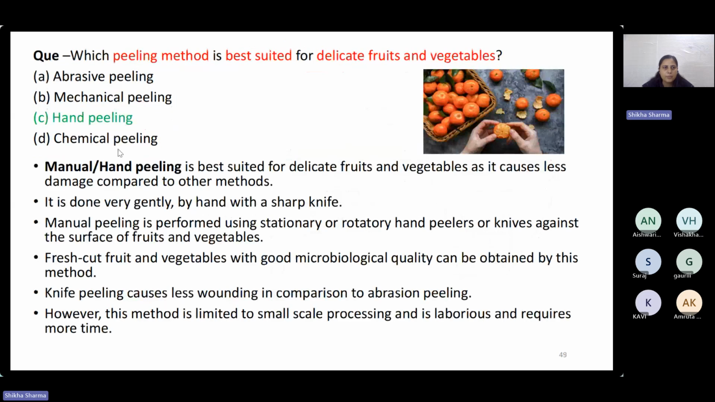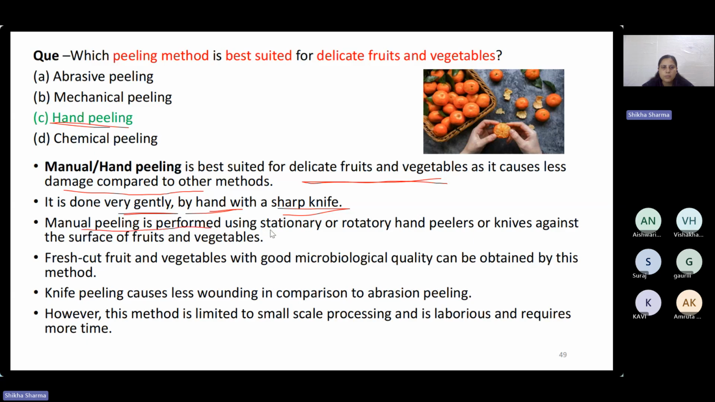Let's see. Hand peeling is the correct answer. Manual or hand peeling is actually best for delicate fruits and vegetables as it causes less damage compared to other methods. It is done very gently by hand with a sharp knife.